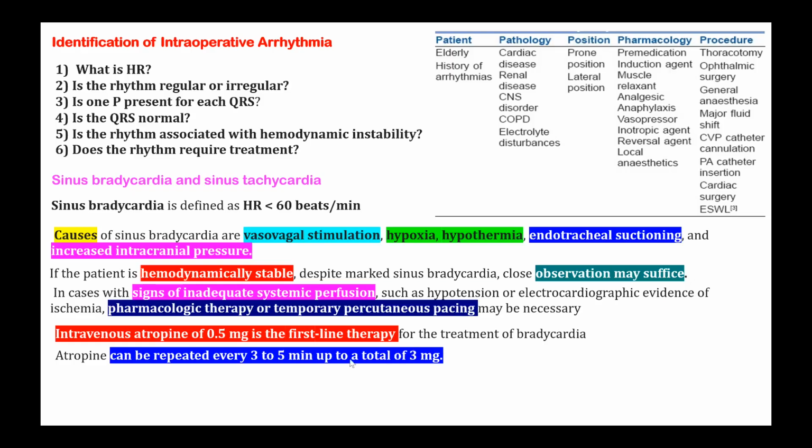No. You have to say, supposing you give 0.5 and it is not responding and you go on repeating and you give a maximum of 3 milligram, what is the disadvantage of that? Even if the heart rate comes back to normal, are there any disadvantages in giving this maximum permitted dose of 3 milligram? What are the other actions of atropine apart from stimulating the heart and producing an increase in the heart rate? Are there any other effects of atropine in the body?